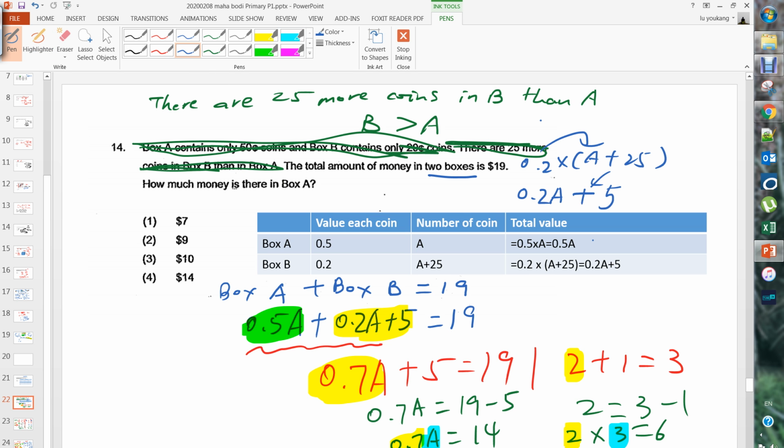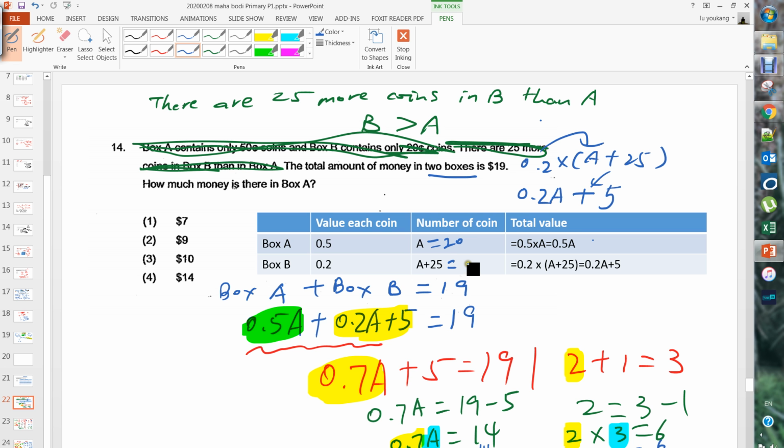How do you get 3 here then? 6 divided by 2. Good. So similarly, A is equal to 14 divided by 0.7, which is 20. So A is equal to 20. So that means here A equals 20. If A equals 20, A plus 25 is?